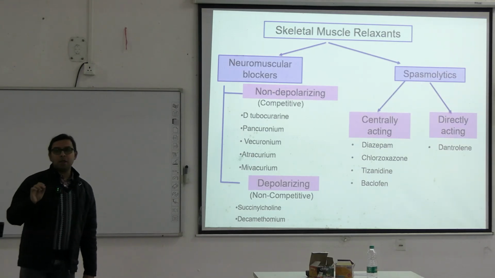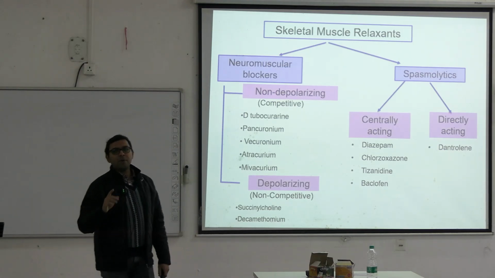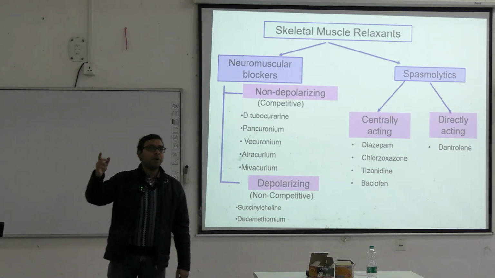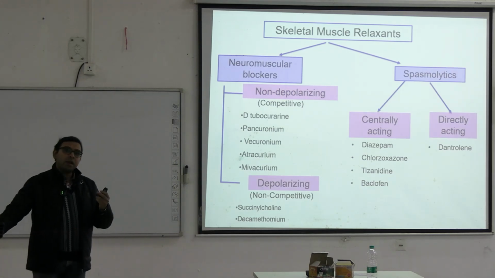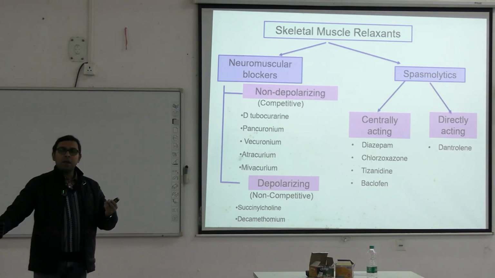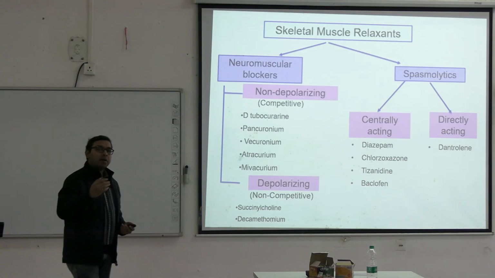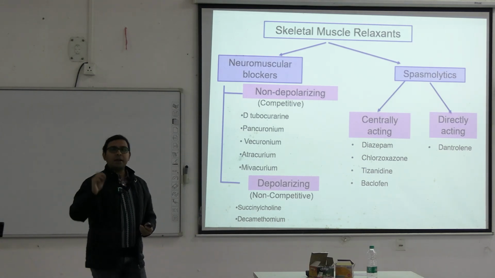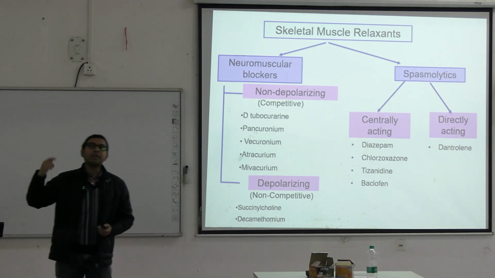Curare is an arrow poison mainly used by the South American tribes. If you have read about Tintin, you have read about Curare. They use this arrow poison, which is mainly obtained from different types of herbs, and it is filtered and different molecules are gathered that have skeletal muscle relaxant activity.